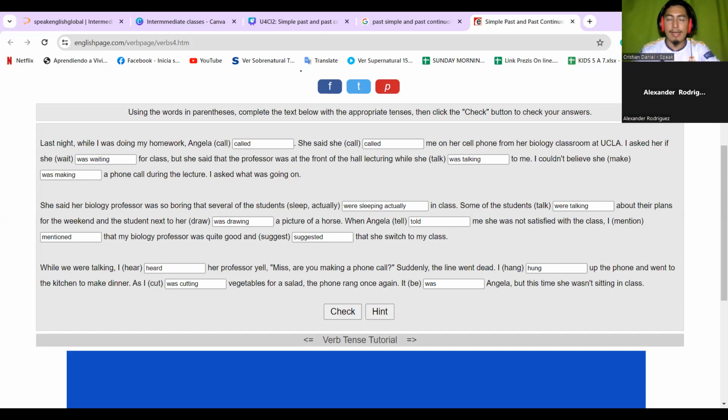Okay, very good. So right now, if you want, you can start reading the paragraph. I want to hear your pronunciation and also your fluency. So you can go. Okay. Last night while I was doing my homework, Angela called. She said she called me on her cell phone from her biology classroom at UCLA.